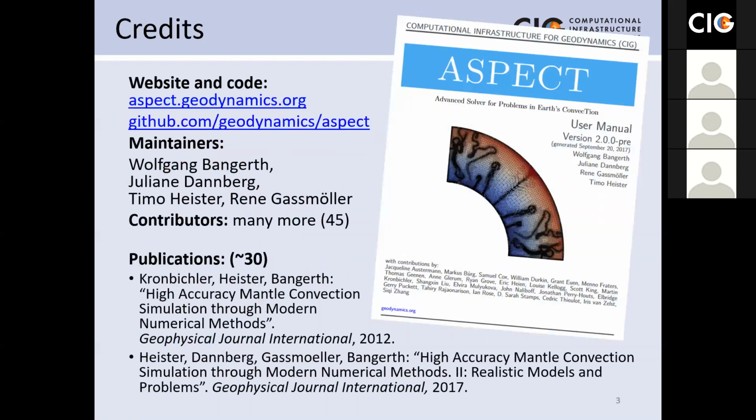You can find out more about ASPECT on our website, aspect.geodynamics.org, or on the GitHub webpage, github.com/geodynamics/aspect. While there are 4 principal maintainers, we have 4 more principal developers and many, many contributors, and you can see all of them on GitHub. The software project was started in 2011, and up to now we have around 30 publications citing it, with an increasing number of publications per year.